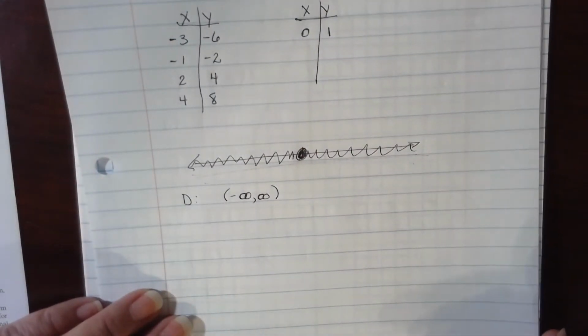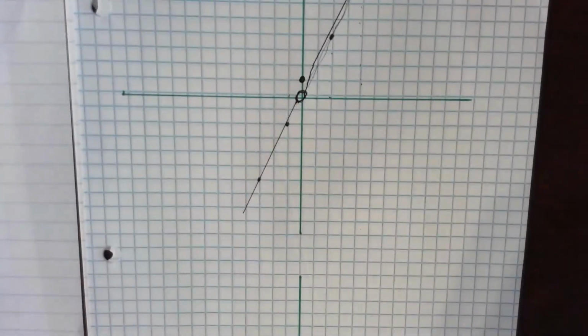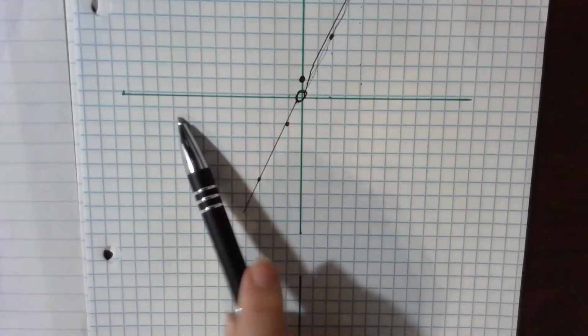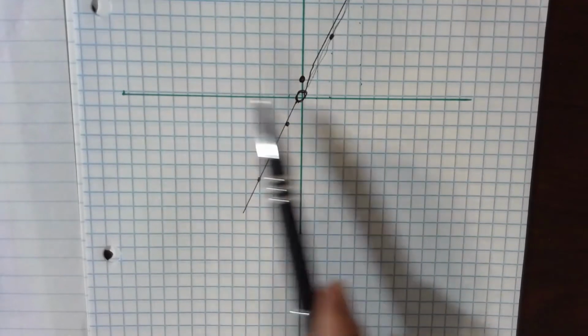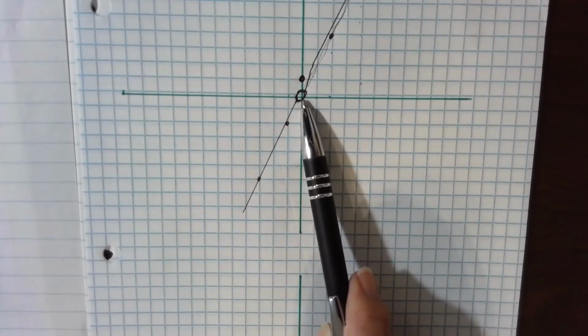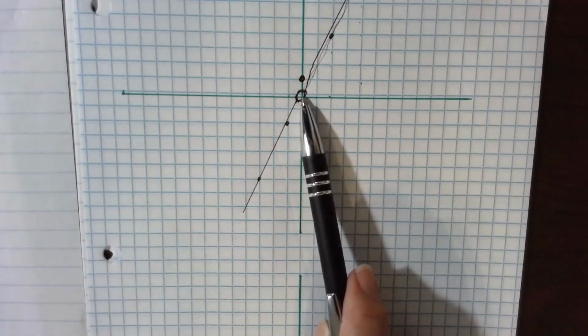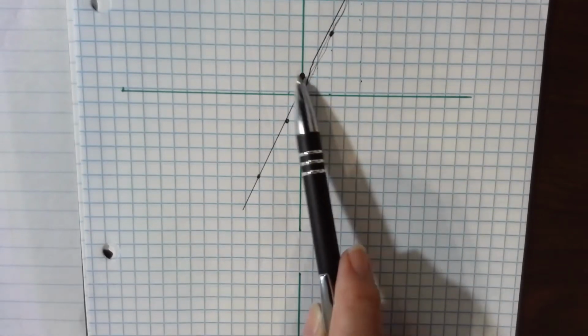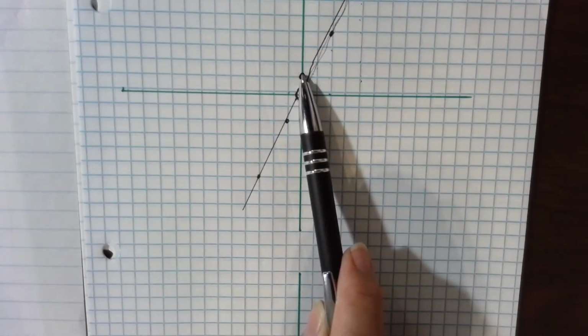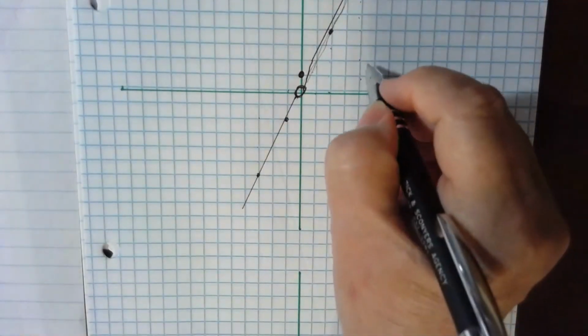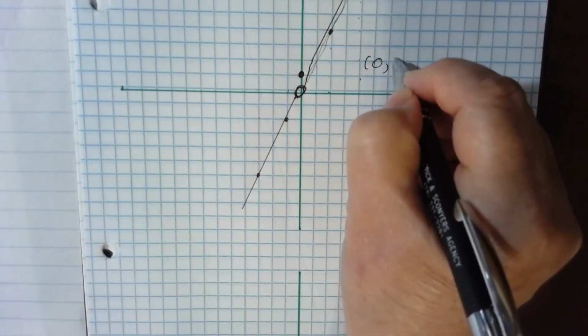The second part is to list the intercepts. Well, let's go back to the graph. Where does it hit the x-axis? Nowhere, because the only place it could, there's an open circle. So this one has no x-intercept. Where does it hit the y-axis? Right here at 1. So its only intercept would be the point 0, 1.